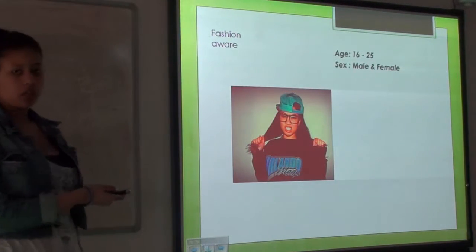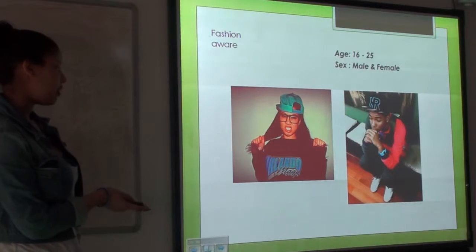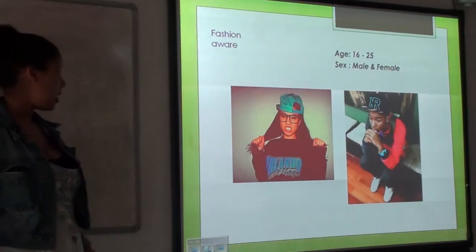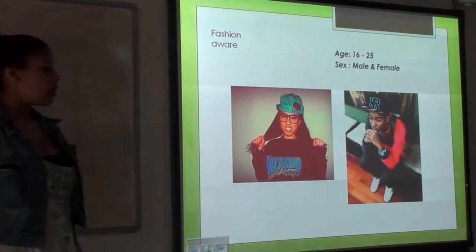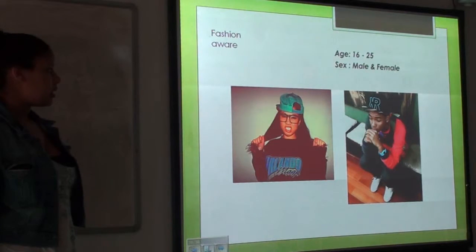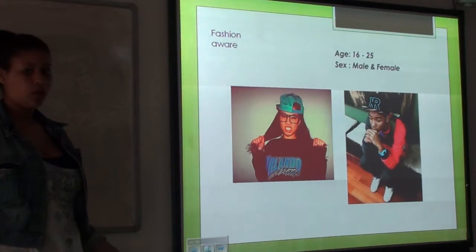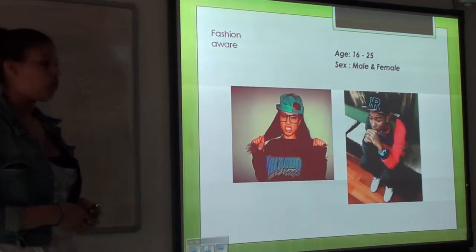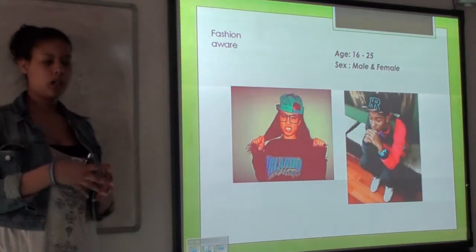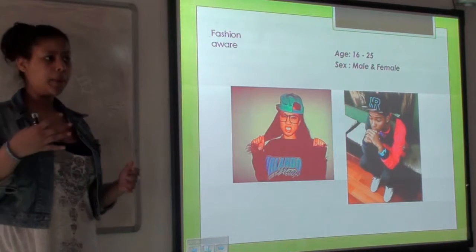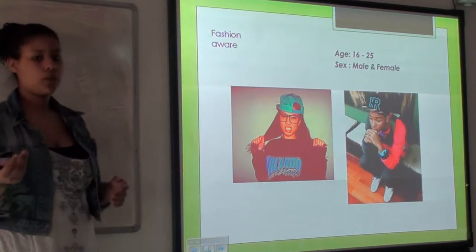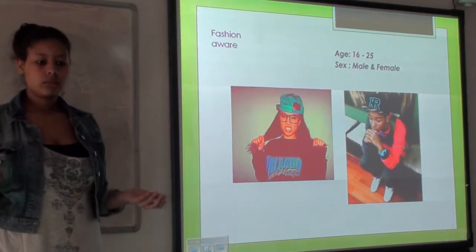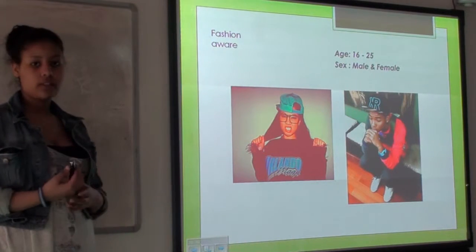This is some of our target market, what they would look like. Very fashion conscious and aware. They'll be probably aged between 16 and 25 and be male and female. I targeted both male and female because I didn't want to be at just one, because I'll be including articles about stuff that would be interesting to both sexes.